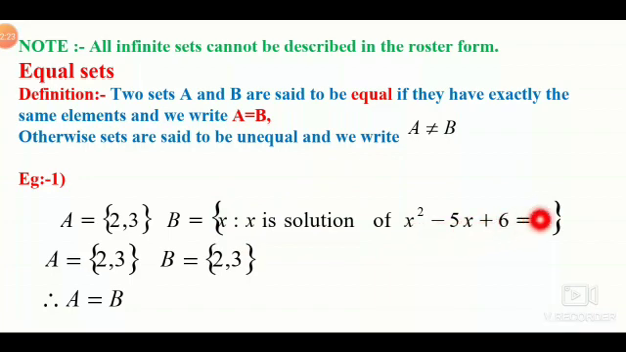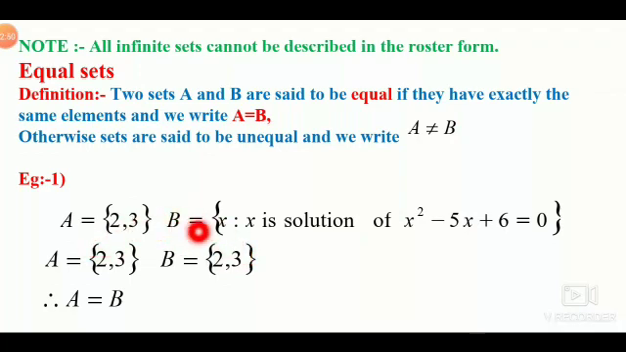Let me represent the set builder form in a roster form. Let me solve this equation x square minus 5x plus 6 is equal to 0. This is an algebraic equation of second order. We know the factors of this equation. The factors of this equation are x minus 2 into x minus 3, which is equal to 0. Therefore, the values of x in this set are 2 and 3.